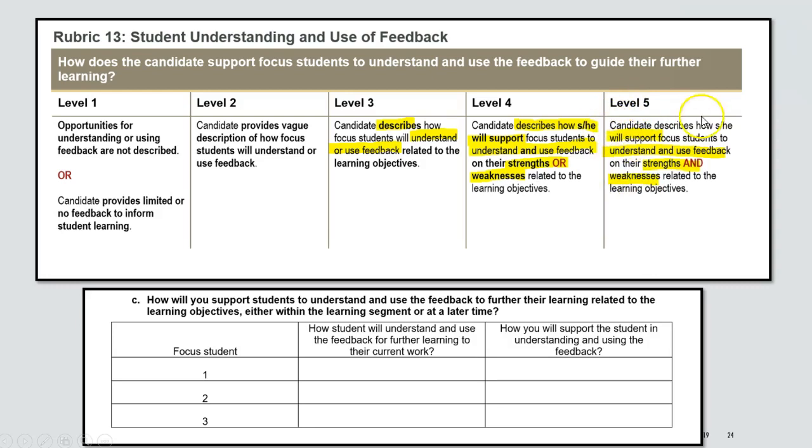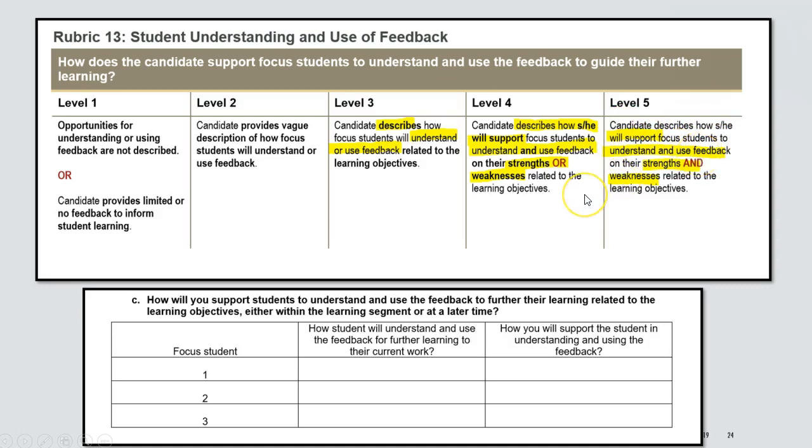Level 5, candidate describes how he or she will support. Well, so here's the students will understand, but notice candidate will support. Candidate will support focus students. How are you going to support them in understanding and using feedback?